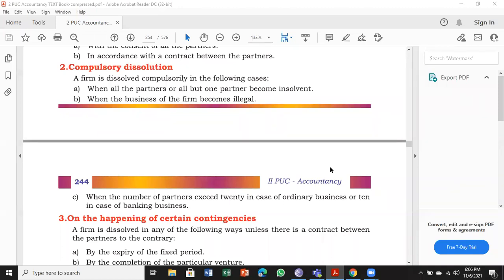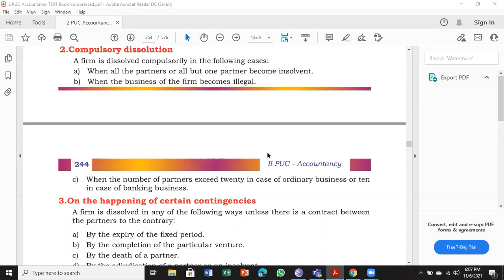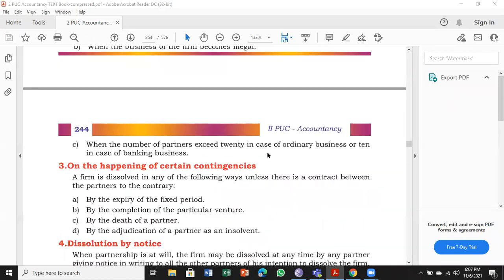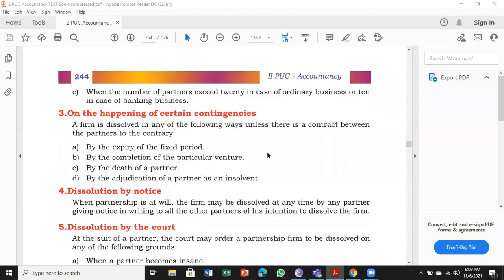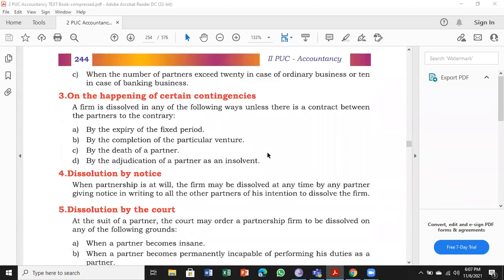Next, when the number of partners exceeds 20 in case of ordinary business or 10 in case of banking business, they have to close the business because the maximum number is exceeded. It should never cross 20 in case of ordinary business. It should never cross 10 members in case of banking business. If they cross the number of partners, then it is not called a partnership.